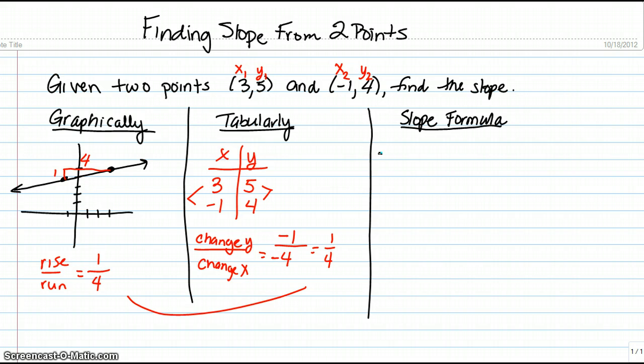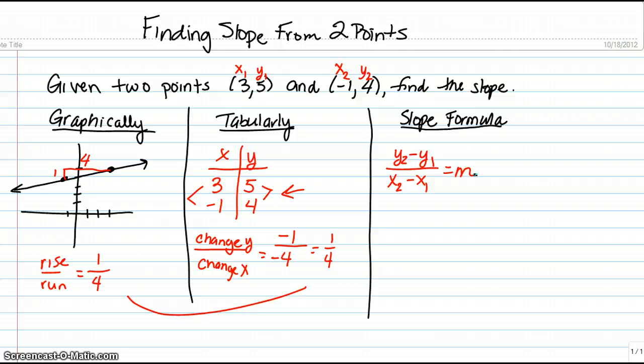So if we wanted to write a formula, we would do the changes in the y, and if we come over here to get negative 1, we did 5, and then we wanted to see that we went to 4. So how do we get negative 1? We do 4 minus 5. Well, that's y2 minus y1 from the points. And then similarly, we do x2 minus x1. And in math, the slope is represented by an m. So that is our slope formula.